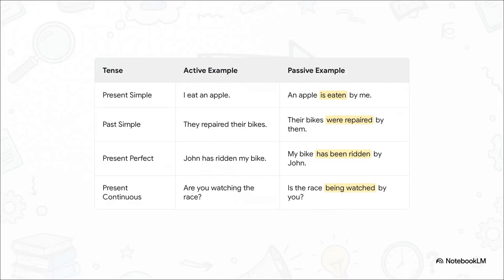And you can see how this recipe just works no matter what tense you're in. I eat an apple becomes an apple is eaten. They repaired their bikes turns into their bikes were repaired. See that pattern? The be verb changes to match the tense, but that core combo of be plus the past participle, it's there every single time.